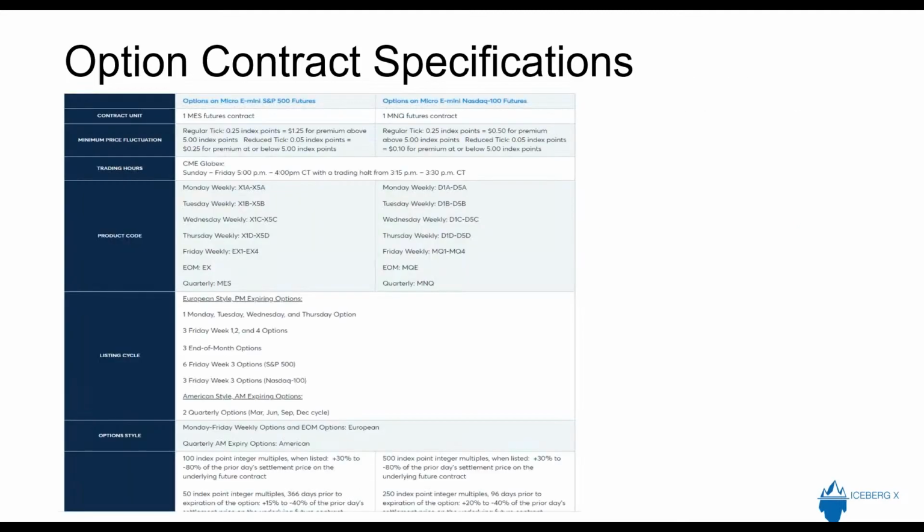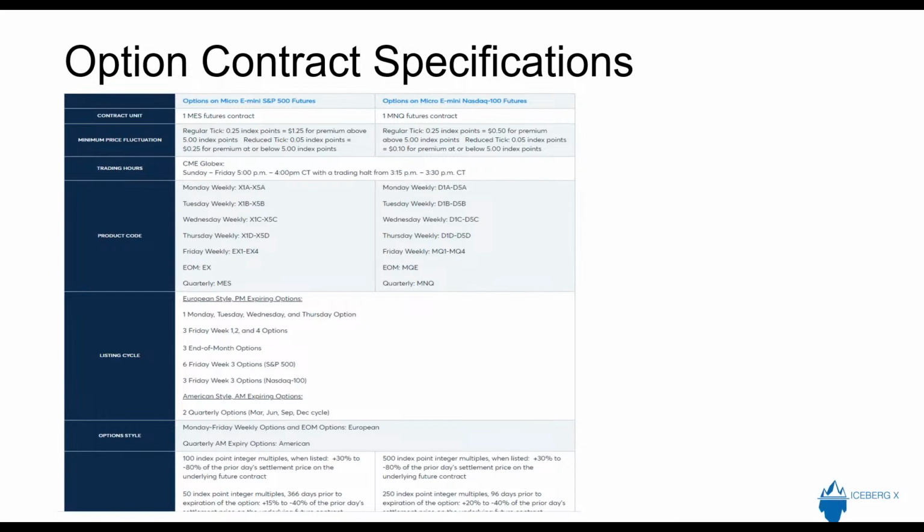Now, this is basically the contract specification for the Micro E-mini Nasdaq and S&P 500 options contract. Keep in mind the listing cycle is very important. Whether you are trading quarterly, monthly or weekly options, most of these options have a different style of expiring. The quarterly options are mainly American style. The monthly and the weekly options are European style. So that's an important distinction to take note of.